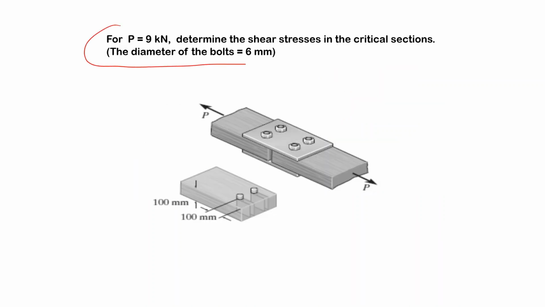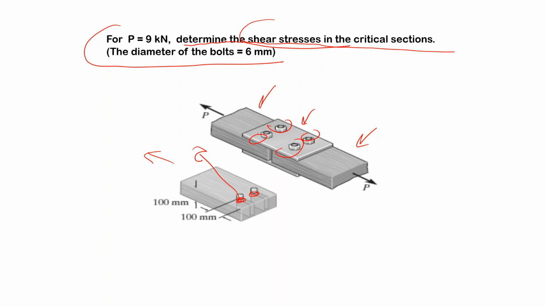The second problem is about shear stresses. Here we have a connection of two plates, with sheets and bolts. The question is, determine the shear stresses in the critical sections. What sections are critical? First of all, if you take one side, this bolt can shear, and the shear stress in the bolt should be calculated.